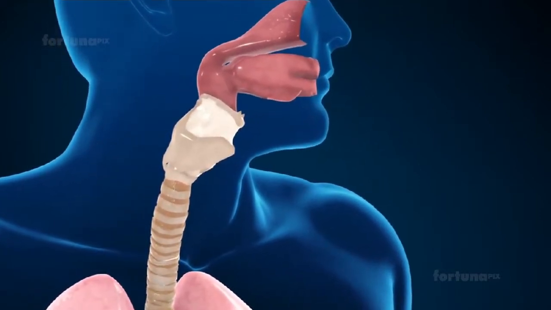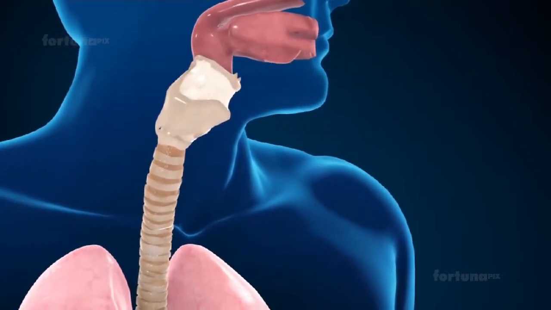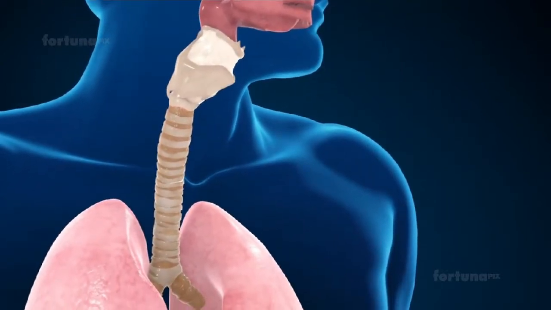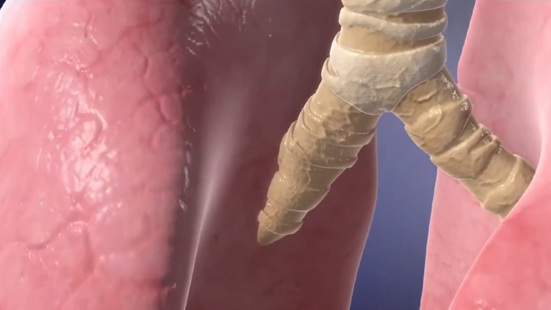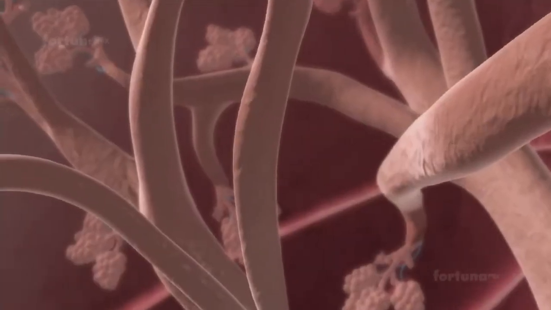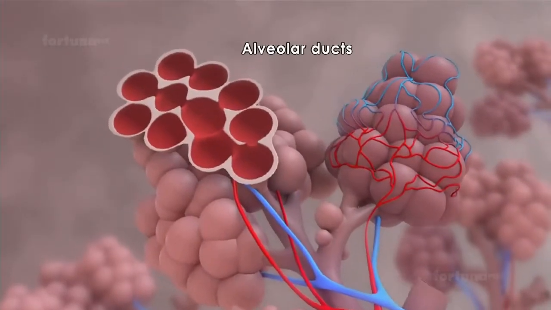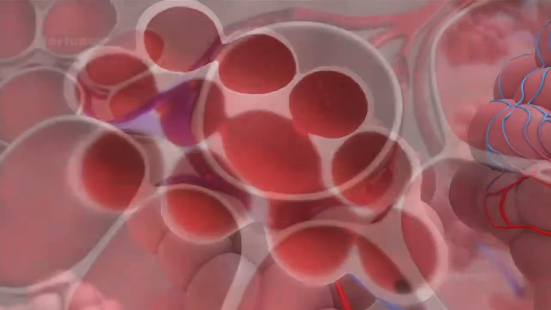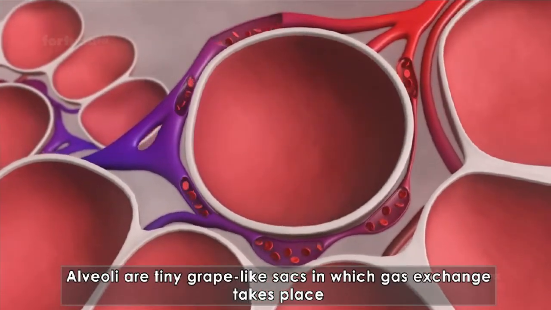Connecting the pharynx to the trachea is the larynx, more commonly known as the sound box. The trachea is a tubular structure that extends downward into the thoracic cavity. It splits into right and left bronchi. Each bronchus will lead to a lung where they will divide further into bronchioles and alveolar ducts, which terminate as alveoli. Alveoli are tiny grape-like sacs in which gas exchange takes place.